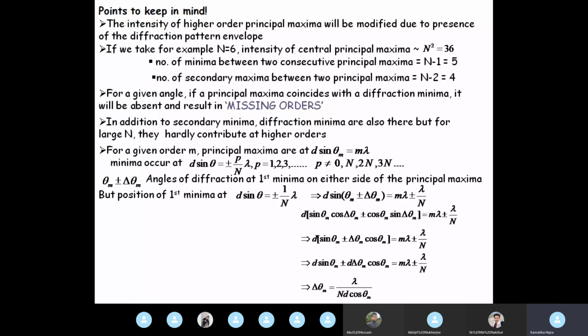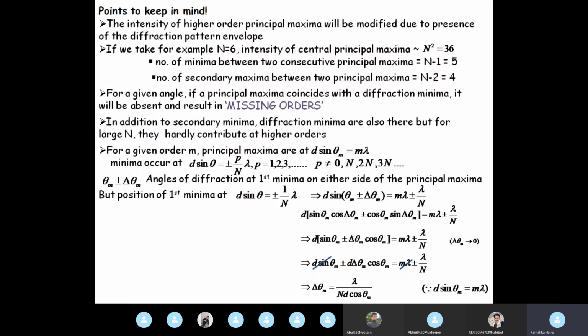So if you now solve this equation, what you'll get is delta theta m equal to lambda by n d cos theta m. What have we used? We have used over here delta theta m very small, so that we replace cos delta theta m by 1 and sin delta theta m by delta theta m. And we have also used the fact that d sin theta m equal to m lambda, so that we can cross out these two terms. So what we see is that delta theta m is equal to lambda by n d cos theta m.